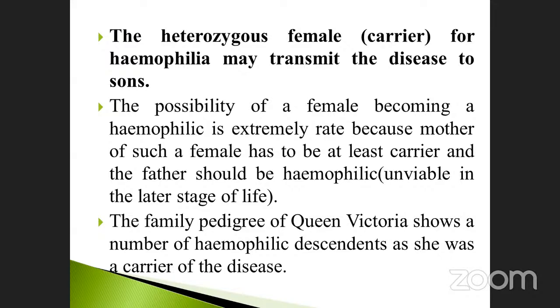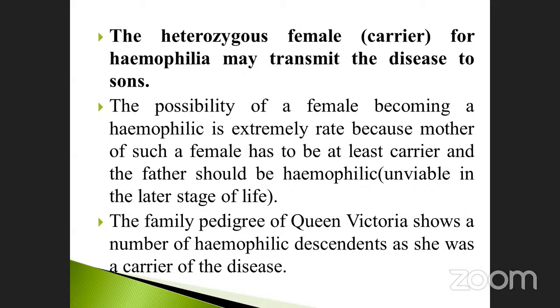When it's a hemophilia, the divisions are there. Heterozygous means XX, a carrier, but not affected. When it splits into two, you will get X and also X. When it joins with the male gametes, what happens? XY is there.